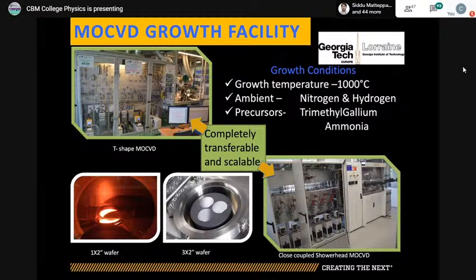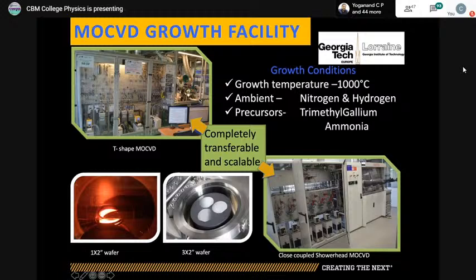We have two MOCVD systems, which can go up to, let's say, 1560 degrees C. We can use nitrogen or hydrogen ambience. We can use all sorts of precursors that are needed to grow gallium nitride, indium nitride, aluminum nitride, boron nitride, and alloys of these with doping control. We can have N-type doping or P-type doping, depending on what heterostructures we are growing.